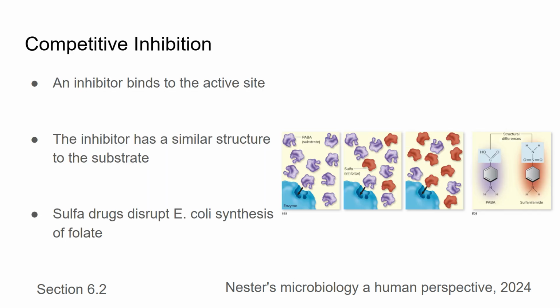So competitive inhibition, this is when an inhibitor is going to bind with the active site of an enzyme. So the inhibitor is going to have a similar structure to the substrate. So in this picture, we have sulfa drugs, which are used as an antibiotic to kill off E. coli, and that's because E. coli cannot consume folate, so it has to synthesize it, whereas your body can consume folate. You don't need to synthesize it.